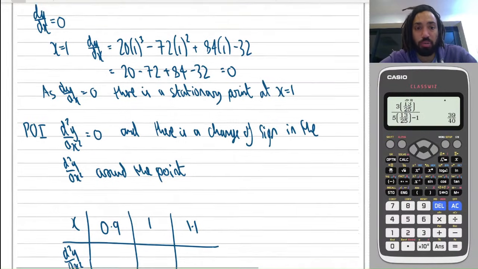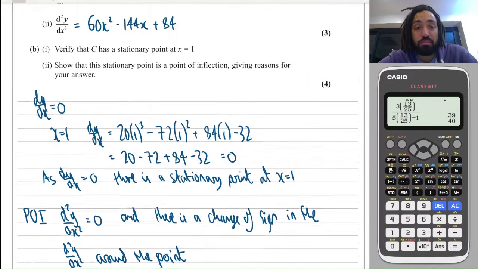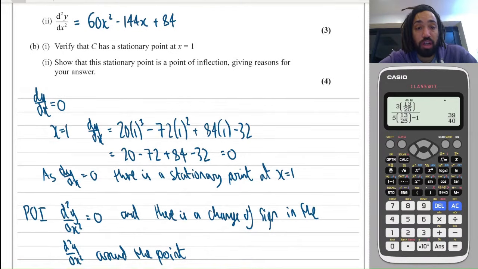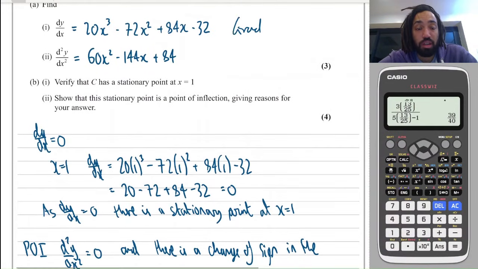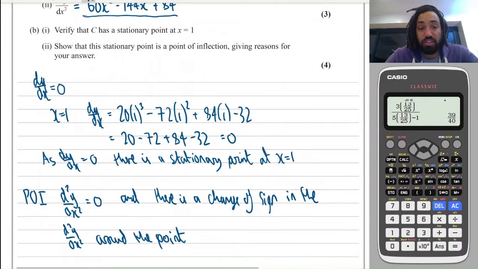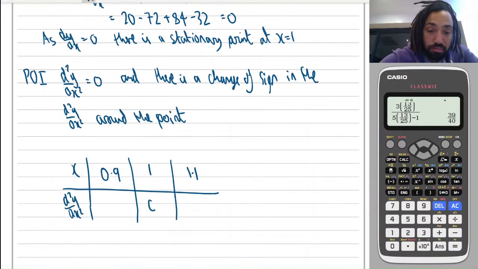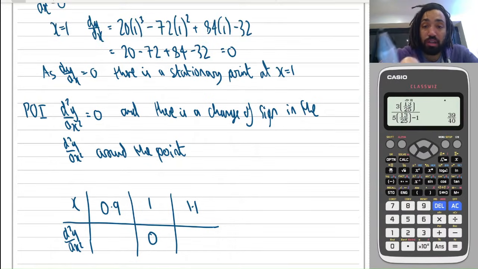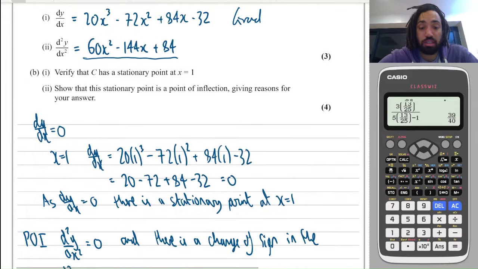So just go like 0.1. So first off, we will get the second derivative when I sub in x is 1. That is going to give me 0 as suspected. And now what I need to do is sub 0.9 into the second derivative. So let's do that.